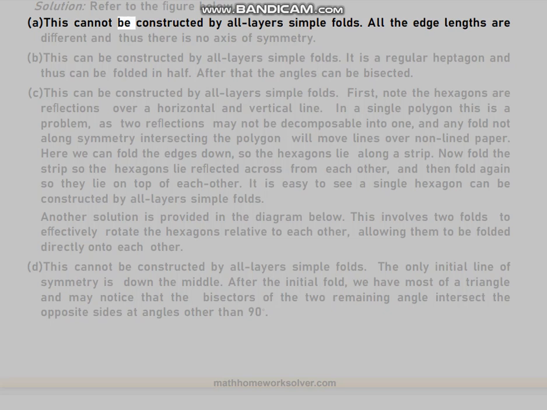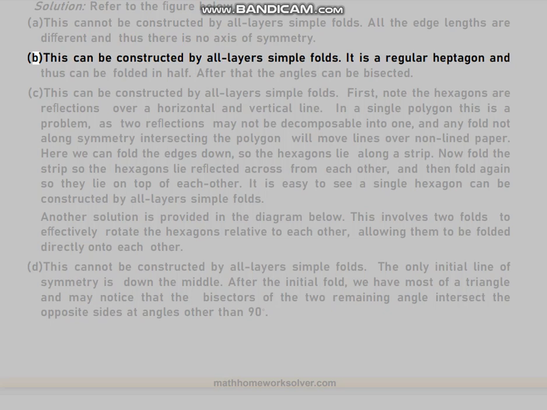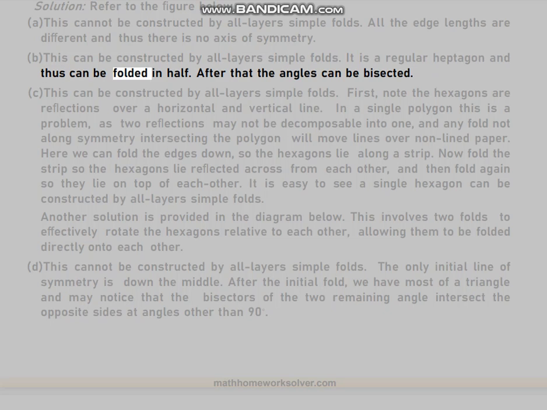A. This cannot be constructed by all layers simple folds. All the edge lengths are different and thus there is no axis of symmetry. B. This can be constructed by all layers simple folds. It is a regular heptagon and thus can be folded in half. After that the angles can be bisected.